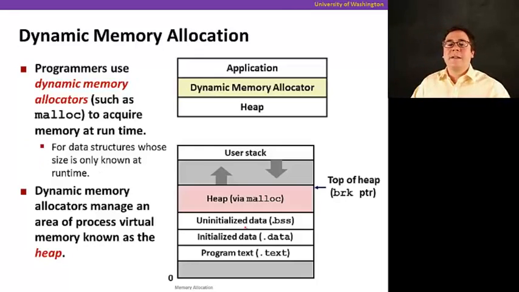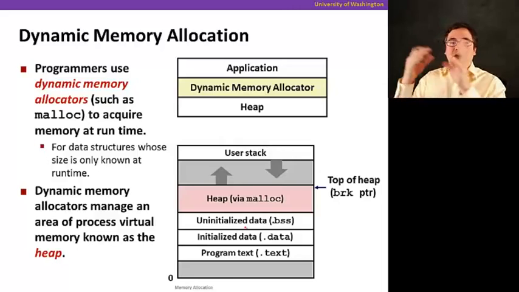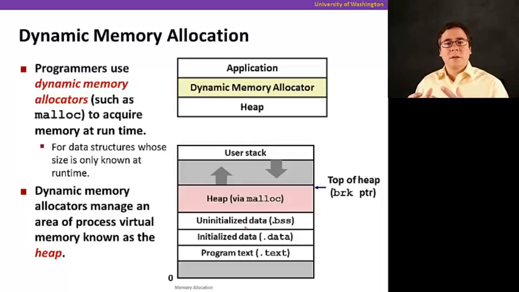The first thing to realize is that it's often impossible for a program to know how much memory it's going to need until it's actually running. Let me give you an example. Suppose that you write a piece of code that takes whatever the user is typing on the keyboard and stores it in memory. Well, until the program runs, it doesn't know how much the user is going to type, so it doesn't know how much memory it's going to need. Okay, and therefore it's not going to allocate it on the stack.